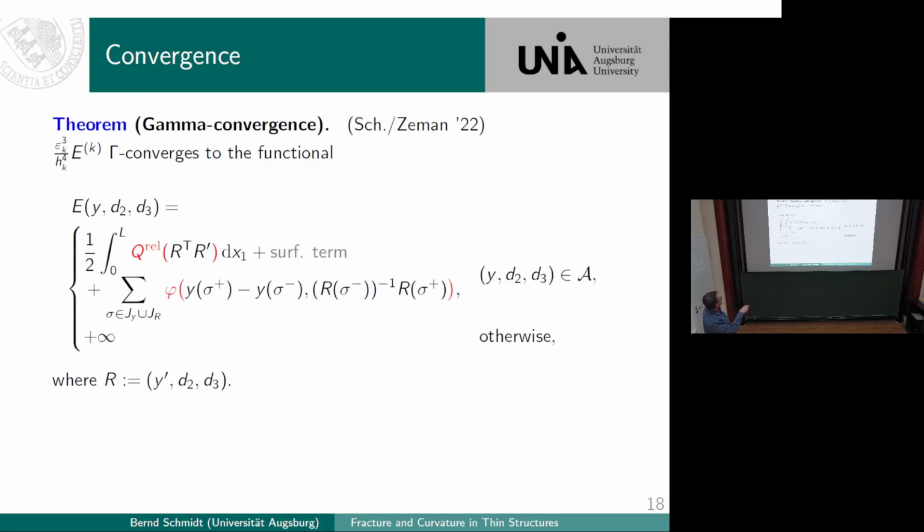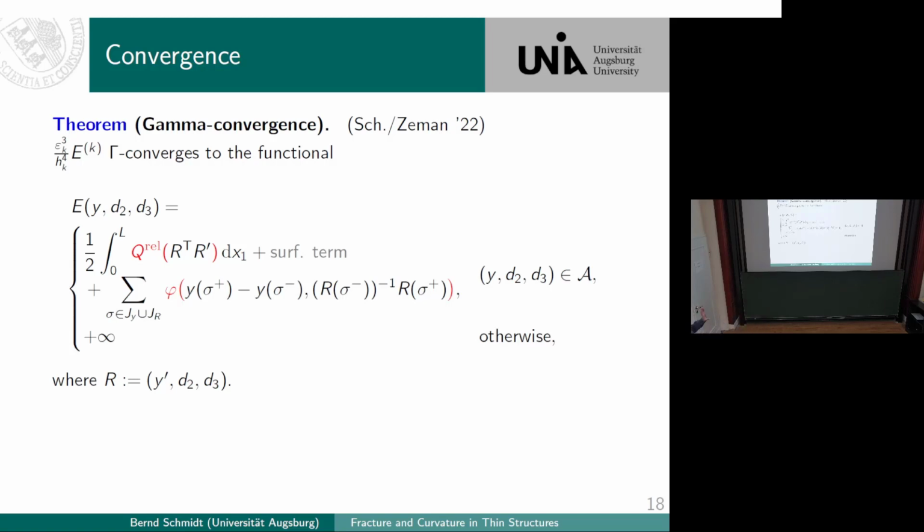Q again is a quadratic form. This matrix here, I'm not writing it down explicitly, but in this matrix you find all the curvature and torsion terms. So this is an orthonormal frame. This is R prime, and you have R transpose here. If you write it down in coordinates, you would see all the curvature and torsion of the film. And so this is exactly the elastic bending and torsion energy that you would see. But then you have these finitely many jump points, and you get something which is this crack contribution.